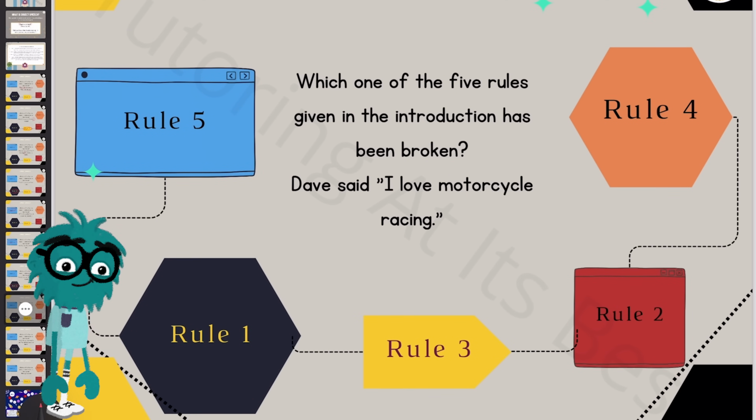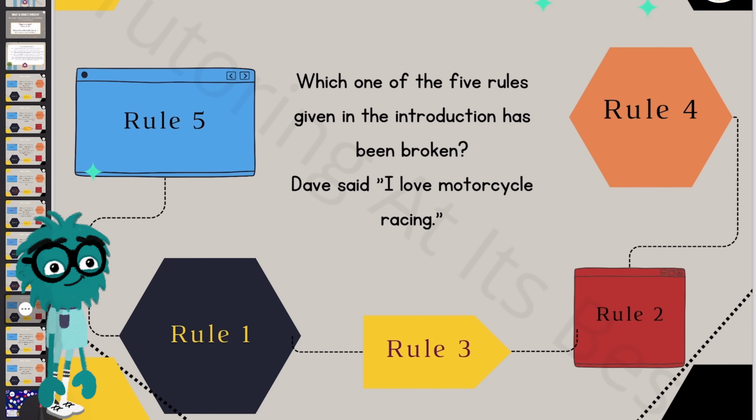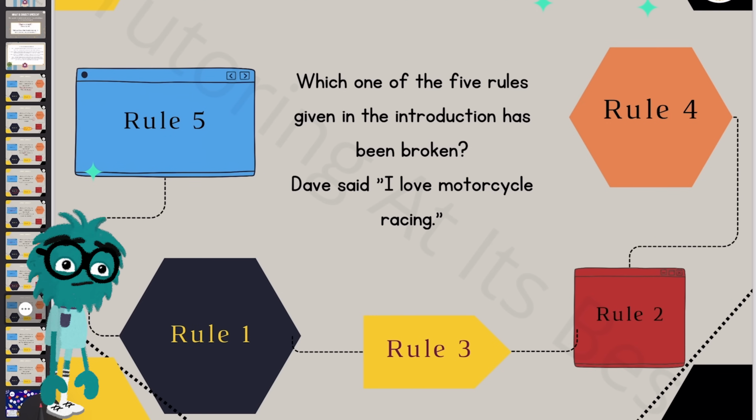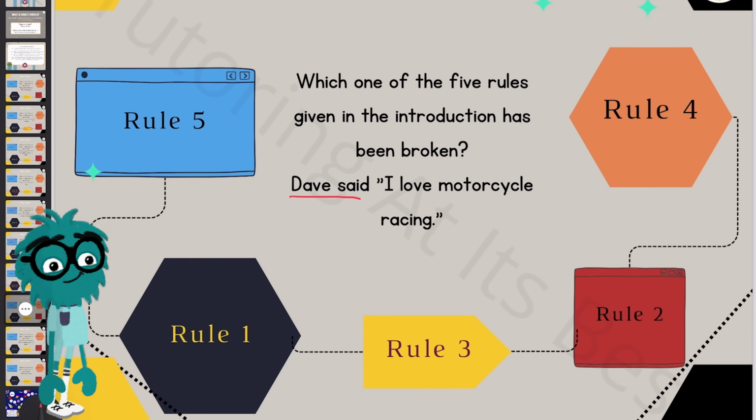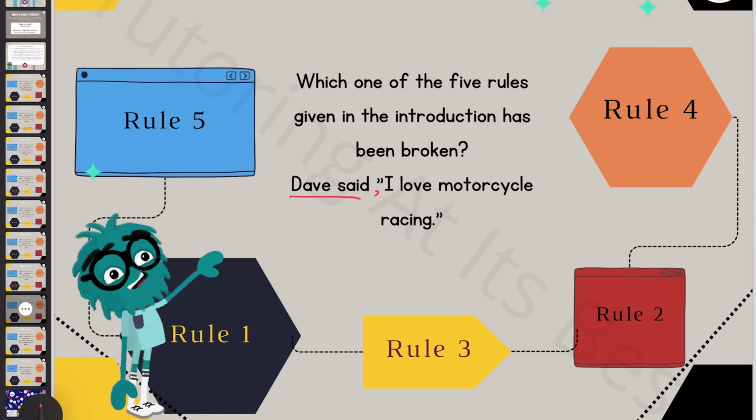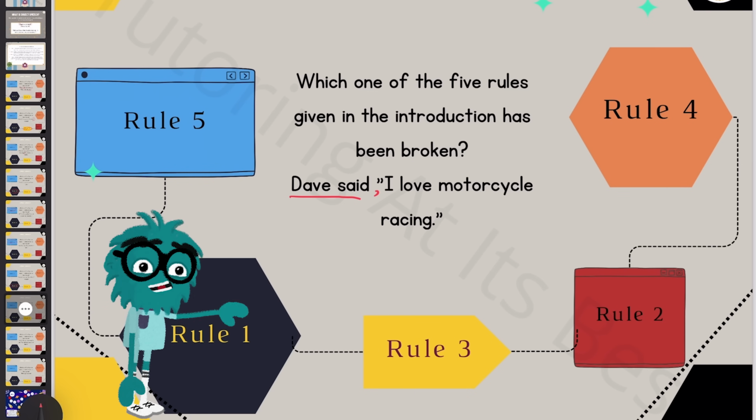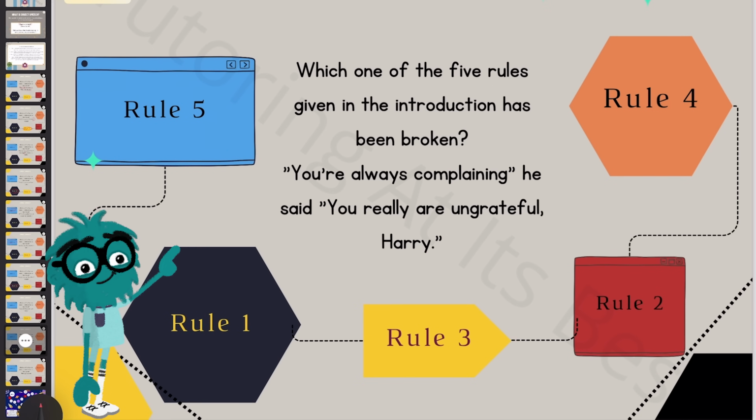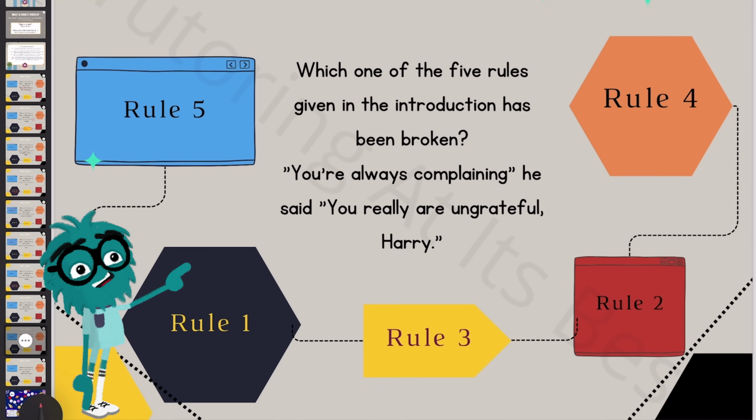Dave said, I love motorcycle racing. So again, what rule has been broken here? We have our named speaker, which is Dave said. So we must put a comma before the first inverted commas, so we can introduce the direct speech after a named speaker. So that's rule number 4. Marvelous. Let's go into the next question here.